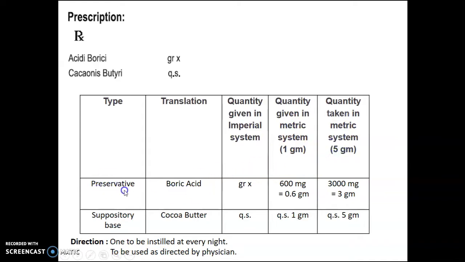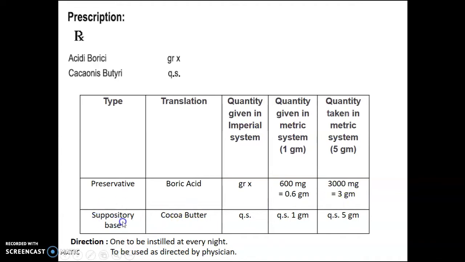Boric acid is used as a preservative. Quantity given in imperial is grain X. 1 grain is 60 milligrams, and X stands for Roman 10, so 60 into 10 gives the quantity in the metric system for preparing 1 gram, which is 600 milligram, that is equal to 0.6 gram. Quantity taken in the metric system for preparing 5 gram is 3000 milligram. This quantity should be calculated with the help of the factor, and 3000 milligram is equal to 3 gram.